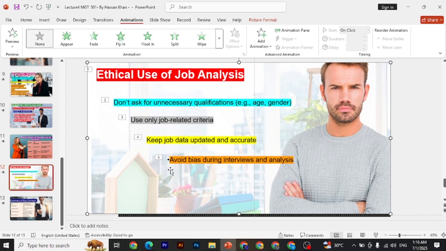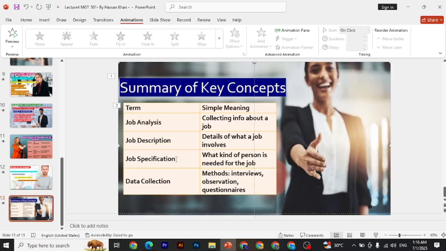This point is for the candidate. Last point: avoid bias during interviews and analysis. Bias means you are not hiring on a merit basis, or you like that candidate so you hire them, so you should avoid bias during the interview. Okay, this is the last slide you can see over here.